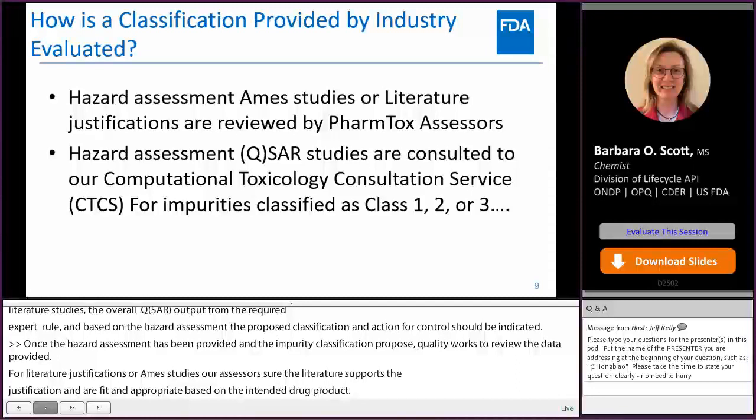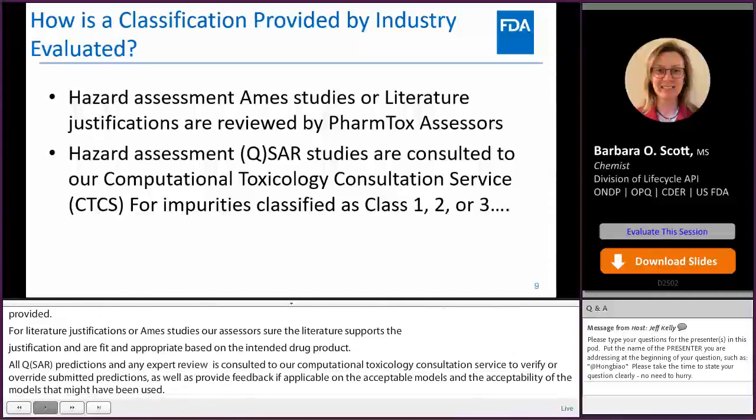For safety verified class 1, 2, or 3 impurities, the quality chemist then assesses the holder or applicant's proposed monitoring, limit, and analytical method.